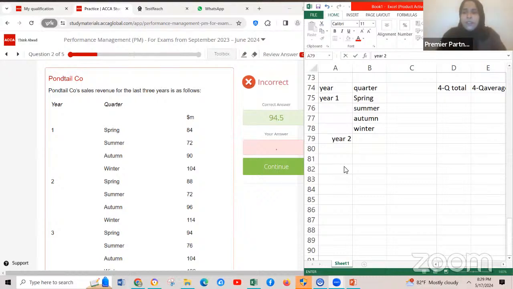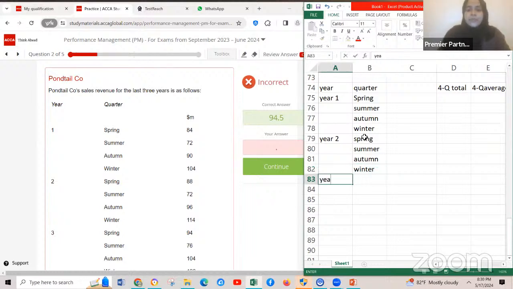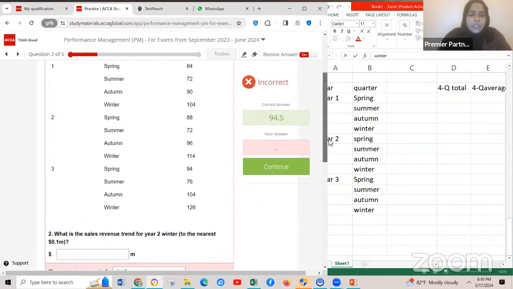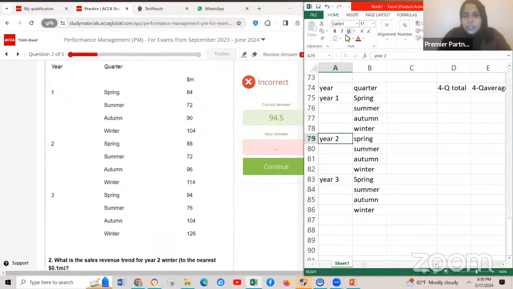So year 2. I'm just putting this here so it's easy to make you understand what's done. In this question, they want you to find the sales revenue trend for year 2 winter. They want you to find the trend here.